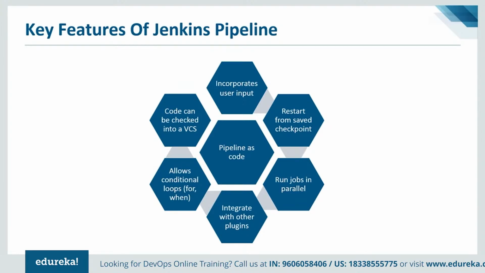Another important feature is that it runs the jobs in parallel. So let's say you have 10 jobs. Instead of running these 10 jobs individually, you can divide them into 2 groups and then run them in parallel. This will save a lot of time and a lot of resources as well. The next feature is that it integrates with other plugins such as Git, Docker, etc.